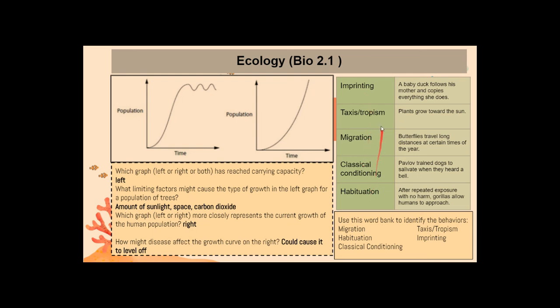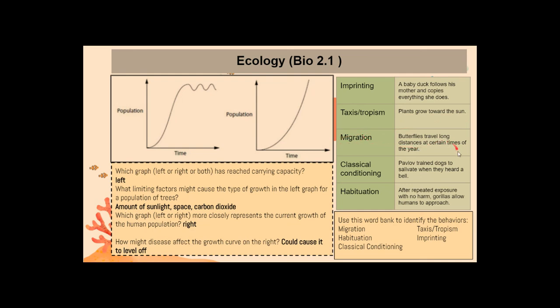These things are stuff we didn't mention, but I was hoping you were familiar enough with these from the past. So imprinting is when a baby duck follows their mother and copies everything she does. So ducks imprint on the first thing they see. Taxis or tropism is something like a plant growing towards the sun.